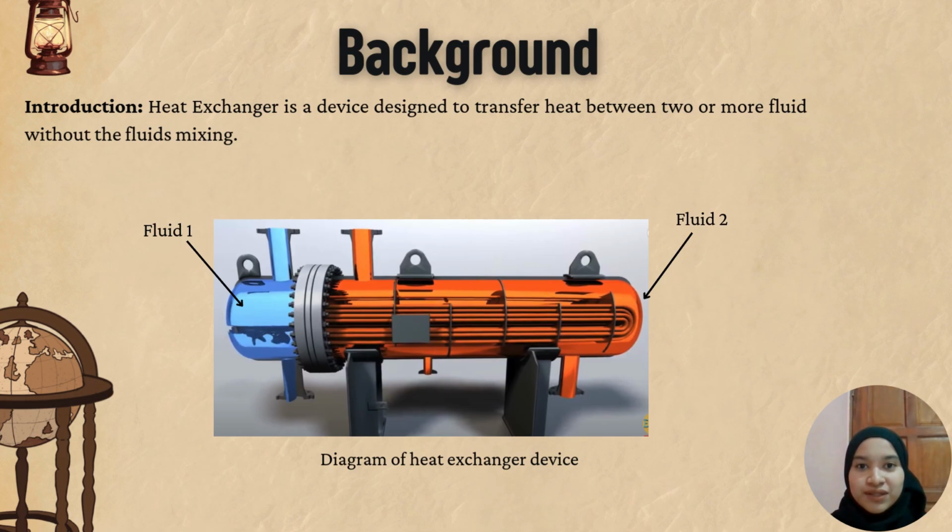We present about heat exchanger background. A heat exchanger is a device designed to transfer heat between two or more fluids without fluid mixing. In this diagram, there are two parts: the blue is fluid 1 and the orange is fluid 2. Fluid 1 will flow in the tube and tube sheet, while fluid 2 will flow in the shell of the tank.